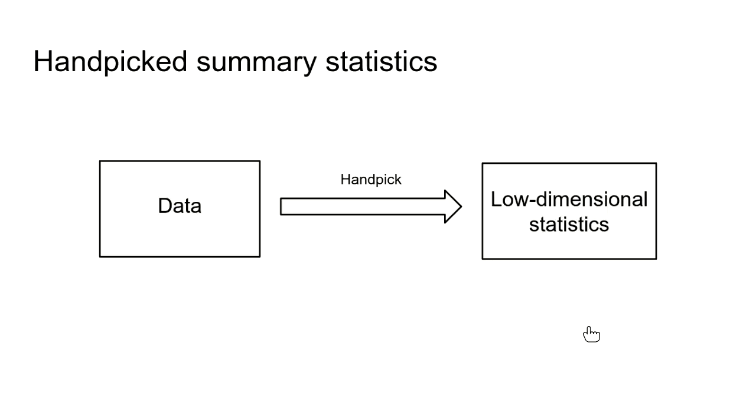In the case that we have handpicked summary statistics, we have our data, then we select some summary statistics. After selecting the handpicked summary statistics, we obtain low-dimensional statistics that we will use in our ABC method.